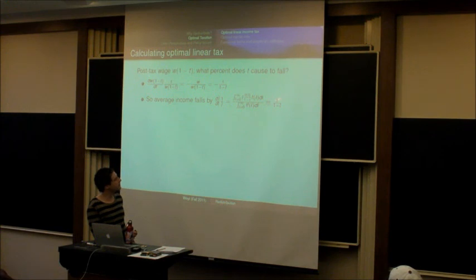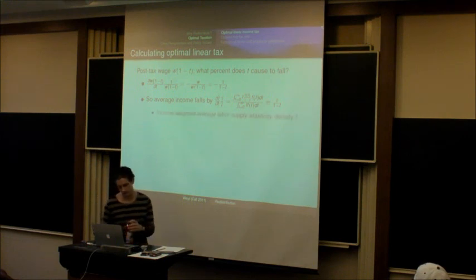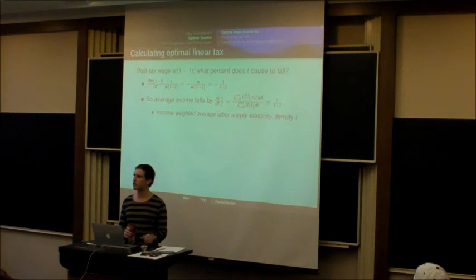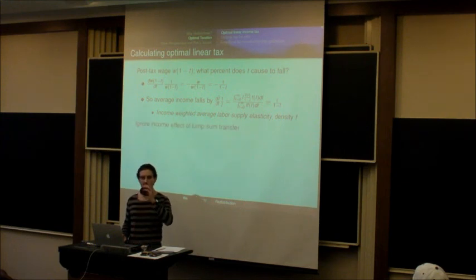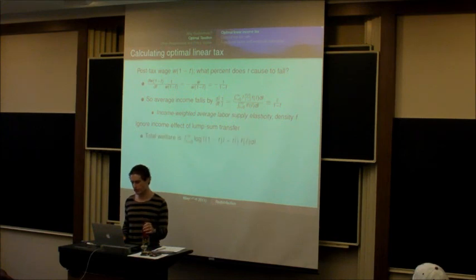And here the average elasticity is not income specific, it's weighted across the population by the income, right? So this is a weighted average, just like when we did pass-through it was a quantity weighted average. Here it's an income weighted average of the average elasticities. Okay. And this comes out of an assumption that there's a distribution of people earning different incomes, f of I. So again, we're going to ignore the income effects of the lump sum transfer.